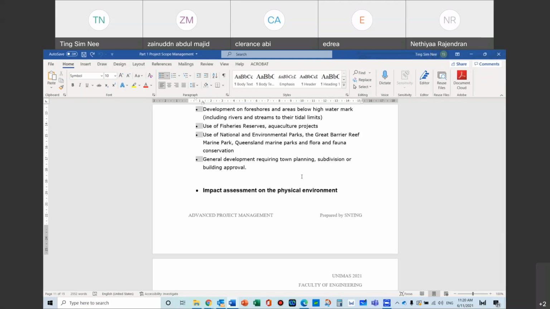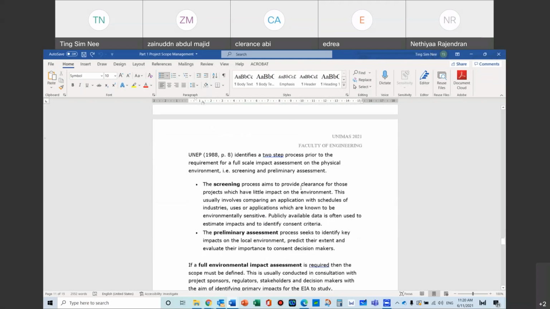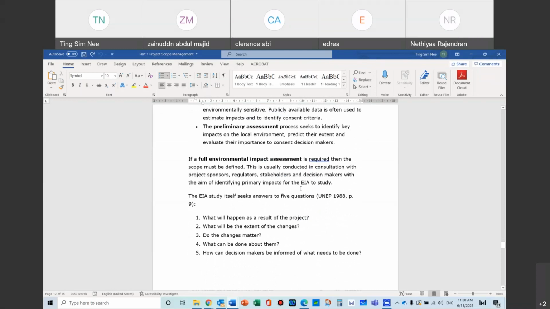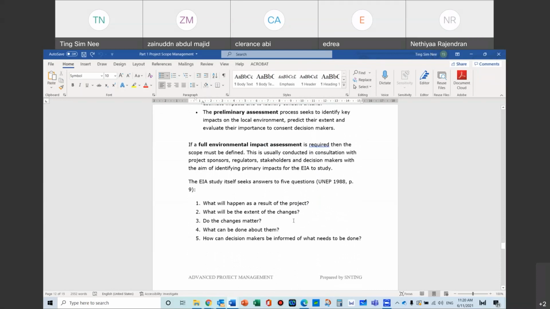And that will actually be sufficient to show the report on how the project will affect the environment and how the environment will actually affect it. It's very, very important. And what we do here is we look at what will happen as the result of the project. These are things that we are looking at.